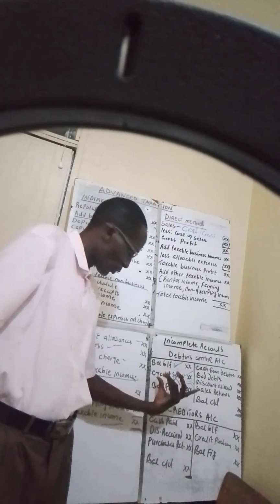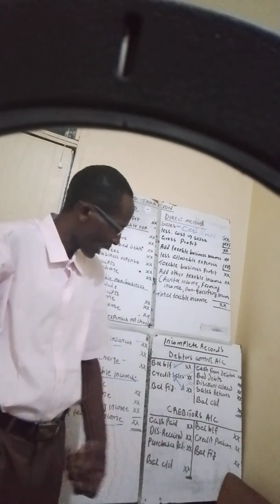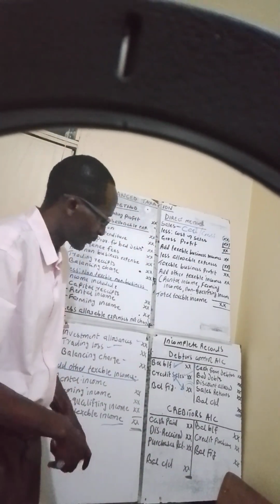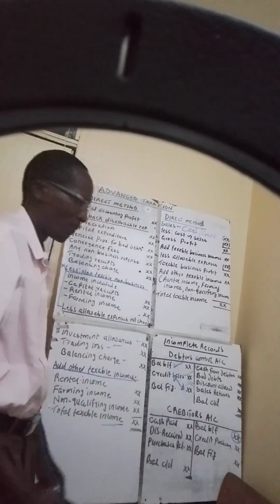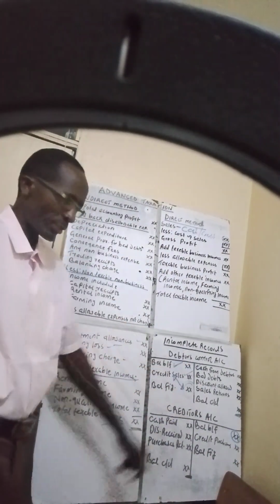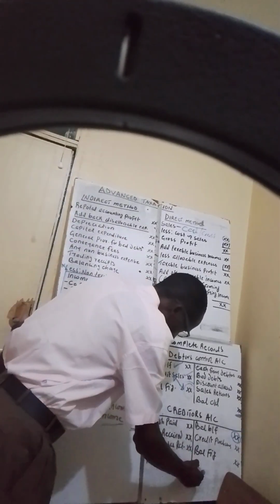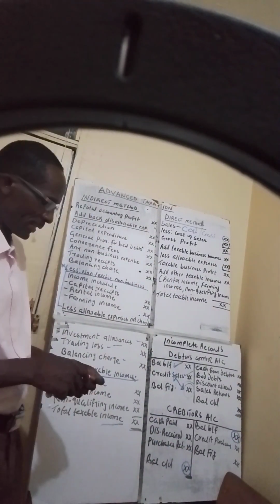Purchases, you prepare creditors control account. These are liabilities. You'll be given opening balance. Balance brought forward is on the credit side, and the balance carried down is on the debit side.